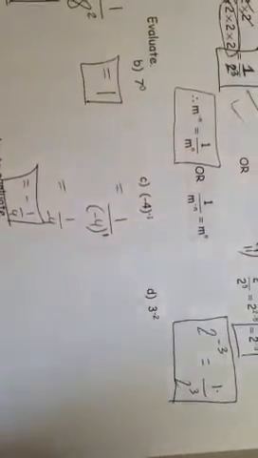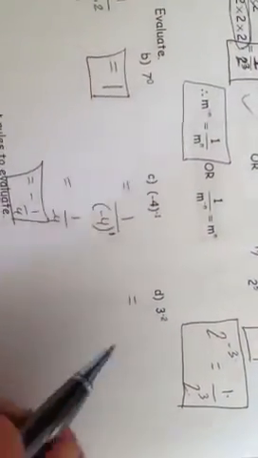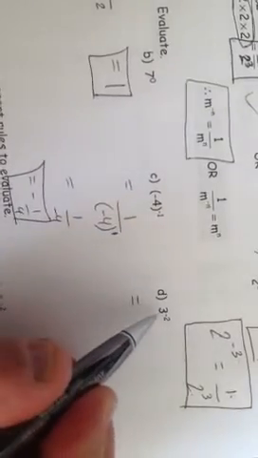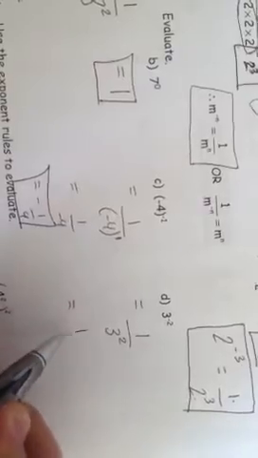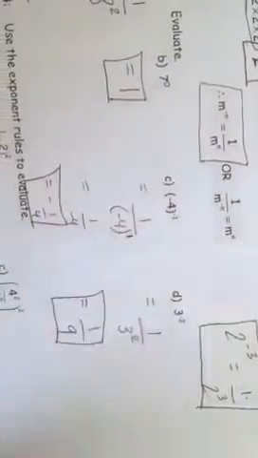This one here is 3 to the power of negative 2. Again, the negative exponent rule says to write this as 1 over 3 to the positive 2. And 3 squared is not that big of a number, so I'll write that as a ninth.